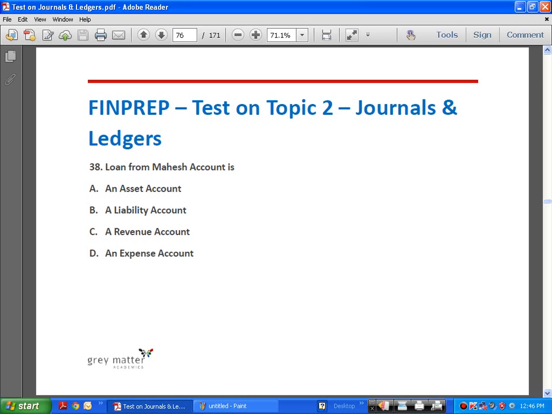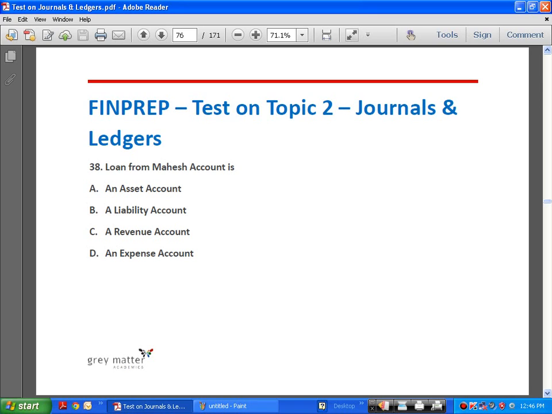Loan from Mahesh. Whenever we take loans from others, whenever a business takes a loan from a bank or from other lenders, then it is a liability to the business because the moment it takes a loan, there is an obligation to repay the loan, and the obligation is going to entail an outflow of cash or an outflow of kind also. So it is a liability. Whenever a loan is taken from another party, it becomes a liability to the person who is borrowing the loan.